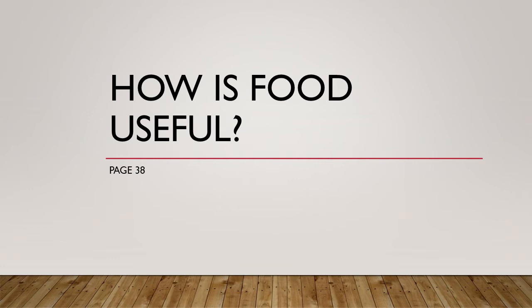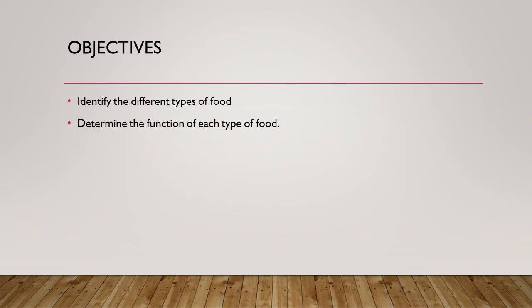How are you? Today, our lesson is about how is food useful. It's page 38 in your book. So please open your book to page 38 and follow with me. At the end of this lesson, you are going to identify the different types of food and determine the functions of each type of food. Ready? Let's start.